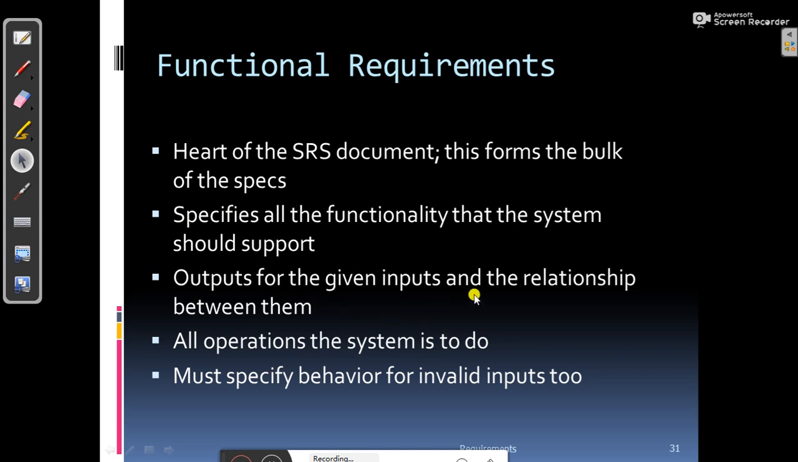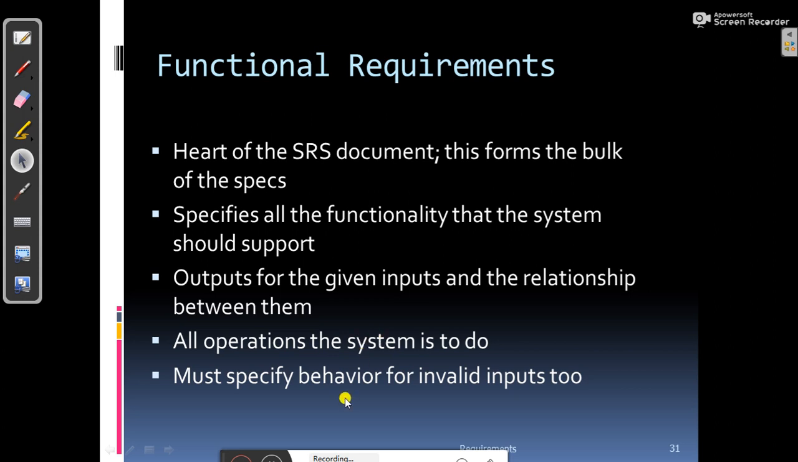Outputs for the given inputs and the relationship between them need to be included in the software requirement specification document. And all operations the system is to do, what are the operations the system will do, need to be included in the SRS document. So in the SRS document, whatever analysis you have done, like DFD, use case diagram, ER diagram, or any other diagram, all those things, all that information needs to be included, because that way you can only understand how the system will work, how it will operate.